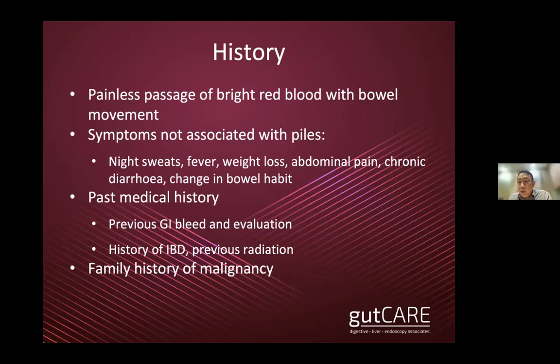Past medical history can be relevant also. Was there previous history of GI bleed previously evaluated? Is the patient on anticoagulation? And is there history of IBD, previous radiation, psychiatric history, and social history as well, family history of malignancy. So actually, for history taking for hematochezia, you need to make sure that you cover not just piles, but all the differential diagnosis of hematochezia.